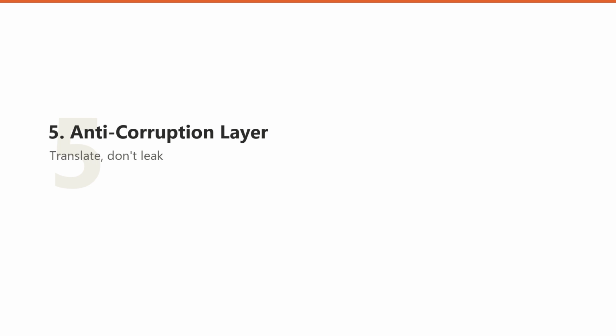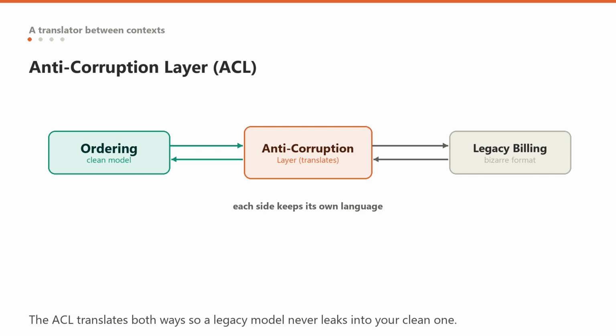Concept 5. The anti-corruption layer. An anti-corruption layer, or an ACL, is a translation layer that sits between two contexts, so that one context's model never leaks into the other.